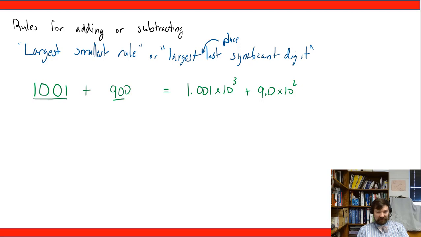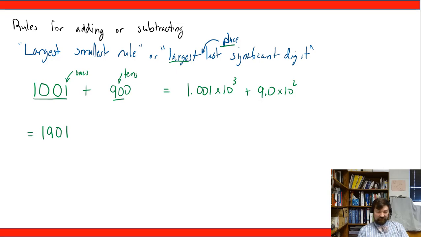If I just add these 2 numbers together, I might report this as 1,901. The thing is that this 900 is only precise out to the tens place. So this is tens place. This one is to the ones place. Now the tens place is the largest place of the last significant digit in this number.